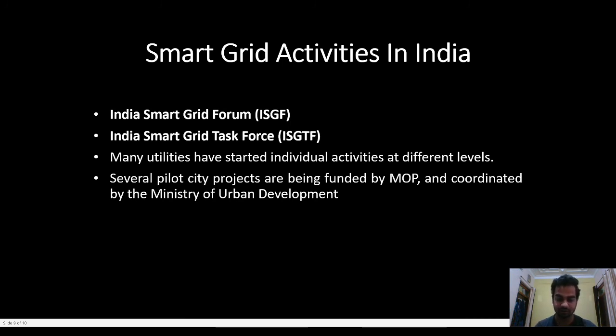The second is the India Smart Grid Task Force. It is an inter-ministerial group and serves as the government's focal point of activities related to smart grid in India, distributed control, and self-healing of the grid following a disturbance. Many different utilities have started individual activities at different levels connected to smart grid. Several pilot city projects are being funded by members of parliament and coordinated by the Ministry of Education. There are various programs running under the Indian government to enhance the smart grid and improve the power quality of the system.